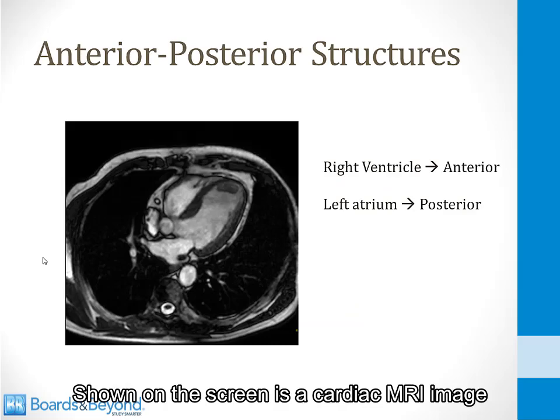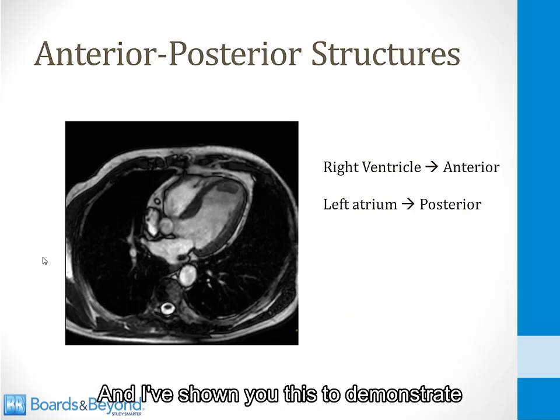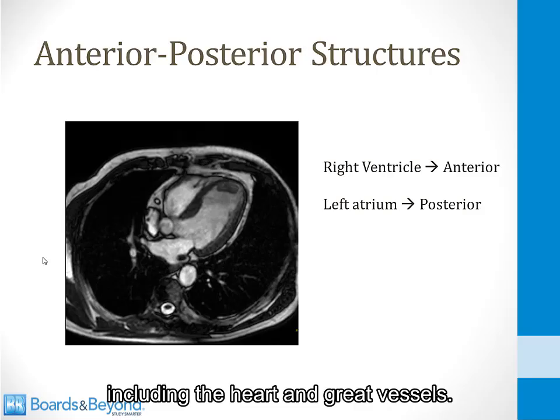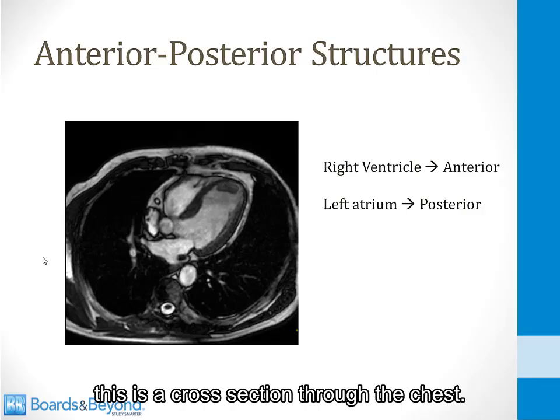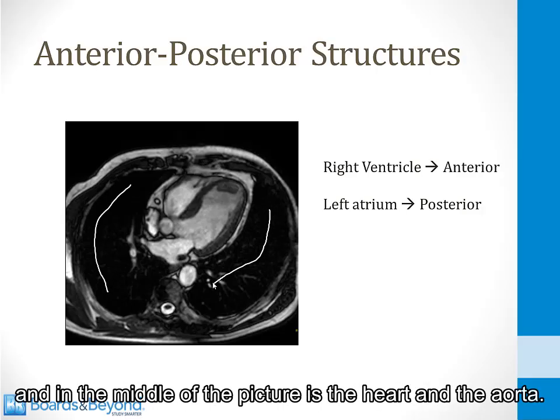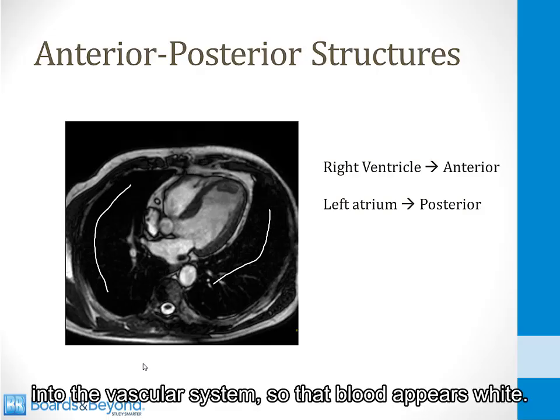Shown on the screen is a cardiac MRI image from a patient of mine, and I've shown you this to demonstrate the anterior-posterior relationship of structures inside the chest, including the heart and great vessels. So to help orient you, this is a cross-section through the chest. The black areas on the sides are the lungs, and in the middle of the picture is the heart and the aorta. Contrast material has been injected into the vascular system so that blood appears white.